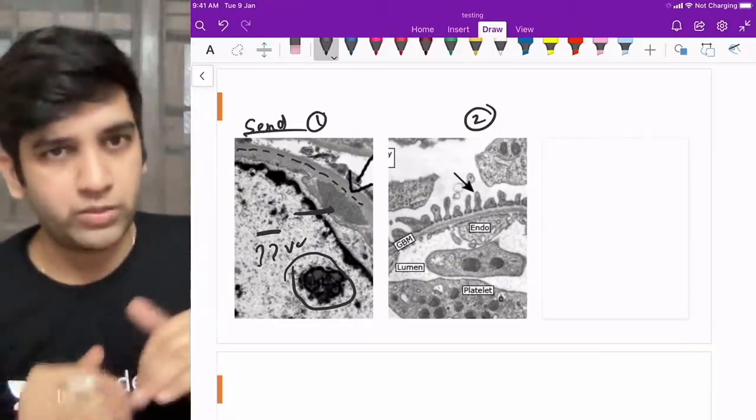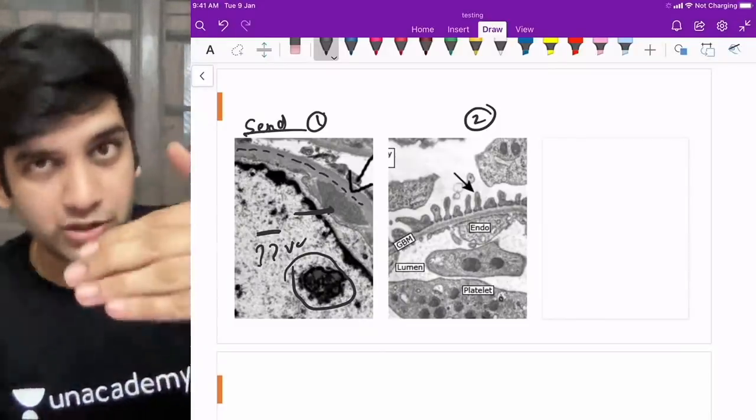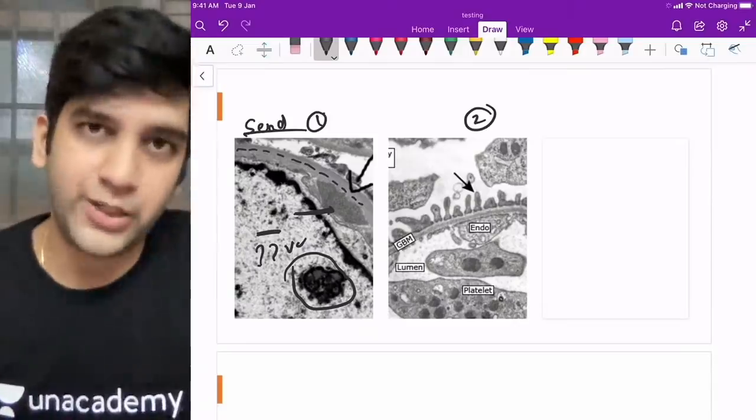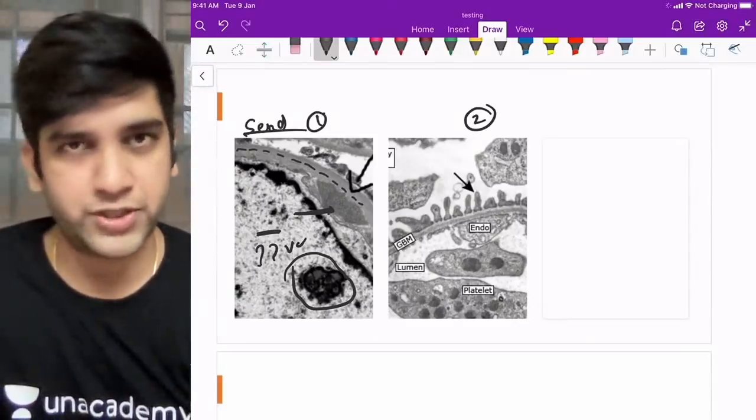Again, compare it with normal. I have some cell here, so that's a vessel lumen. I have a dark deposit below my basement membrane, so this is how a subendothelial deposit looks. Okay, in which condition do you see subendothelial deposits?